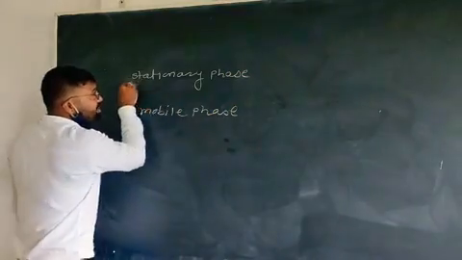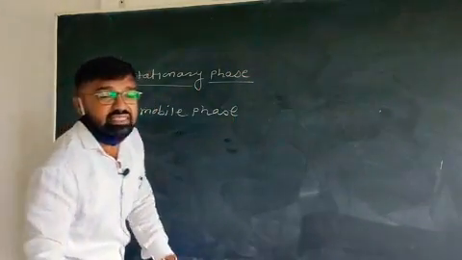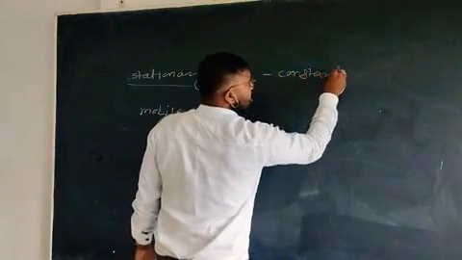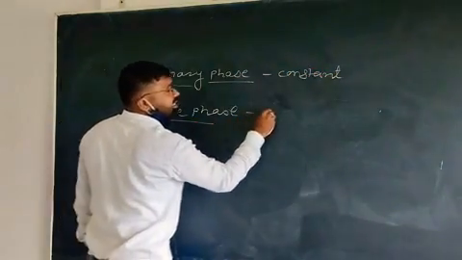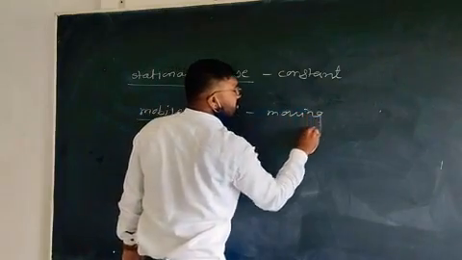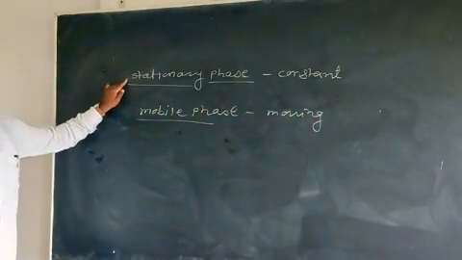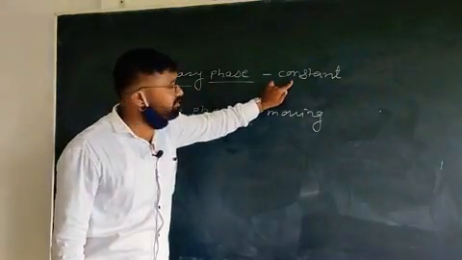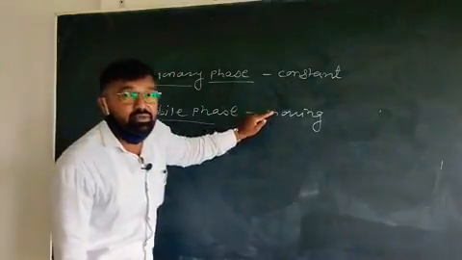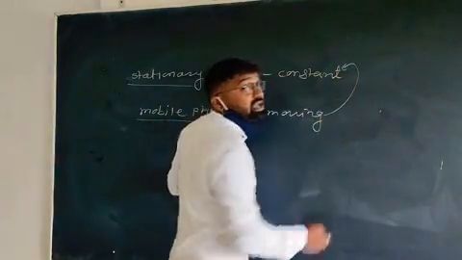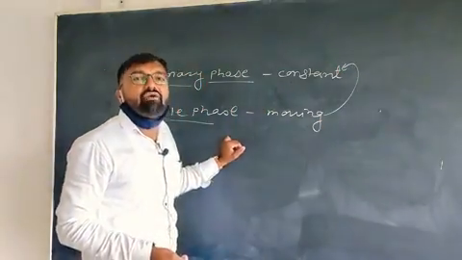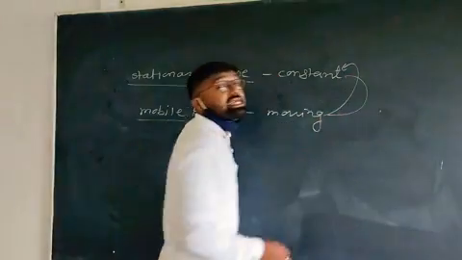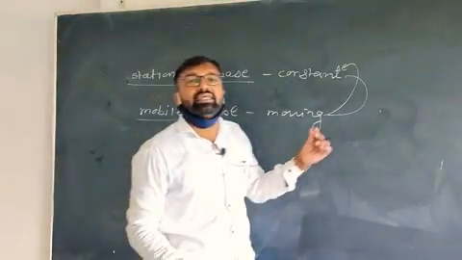As the name indicates, the stationary phase is constant in nature. It is constant. And as the name indicates, the mobile phase is continuously moving. During the analysis, the stationary phase is constant and the mobile phase is continuously moving on the surface of the stationary phase steadily with a uniform rate. That means these two phases are continuously in contact with each other during the separation.